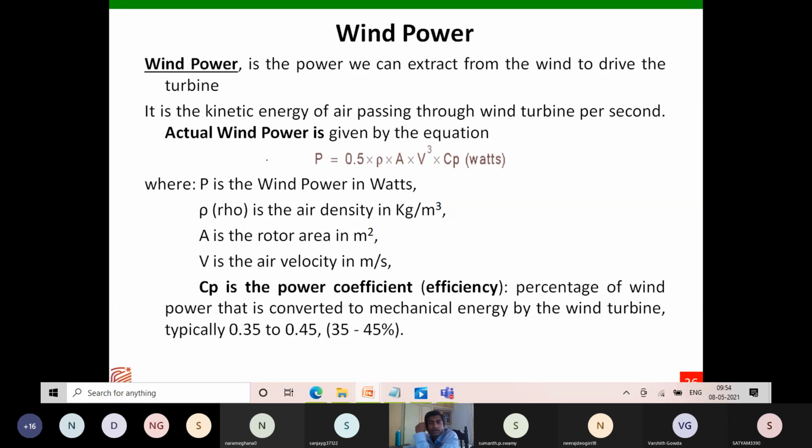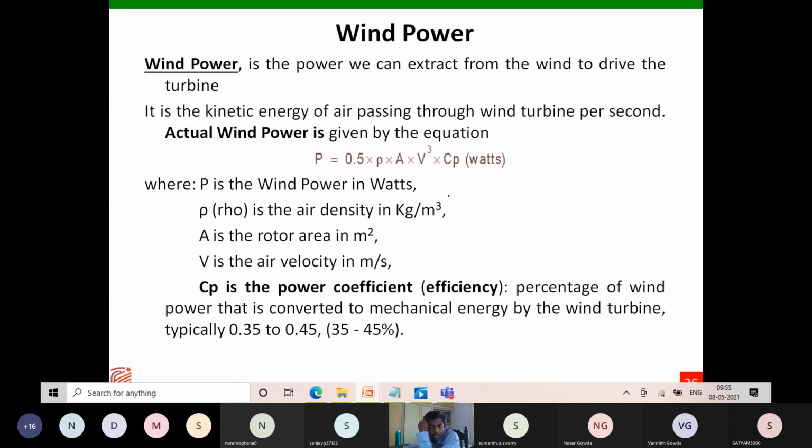So what is the wind power? Here I have an equation to find out the wind power. So what does this equation constitute? The power P is given by 0.5 rho, where rho is the density of the air, A is the area of the rotor, V is the air velocity in meters per second, and Cp is the power coefficient, the efficiency of the wind, which is about 35 to 45%.